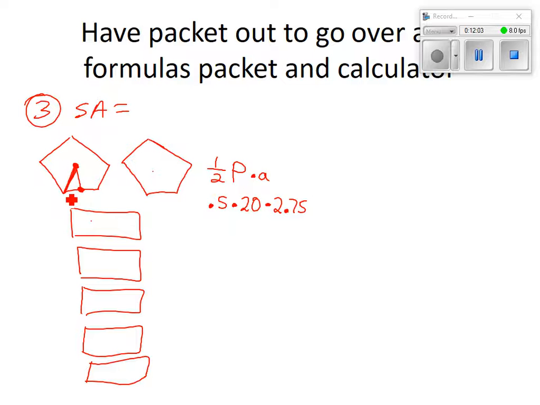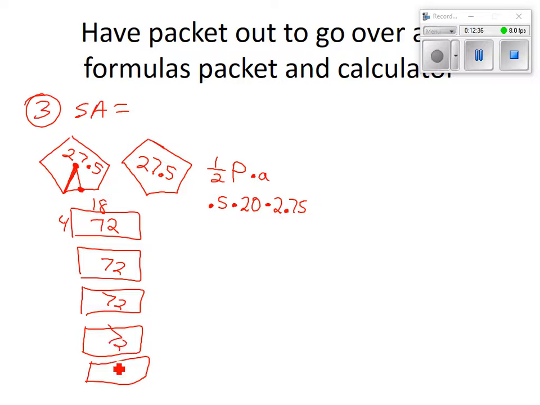Somebody do all that stuff for me. 27.5. So that one's 27.5. What's this one over here? 27.5. Now the rectangles. Figure out the dimensions of one of the rectangles. 4 centimeters? 4 by 18. And that's going to be all of them, right? What is 4 times 18? 72. What's the area of this one then? 72. 72.